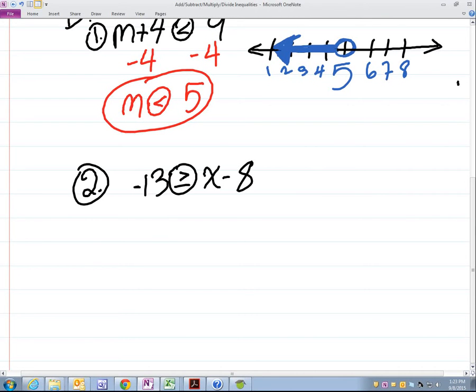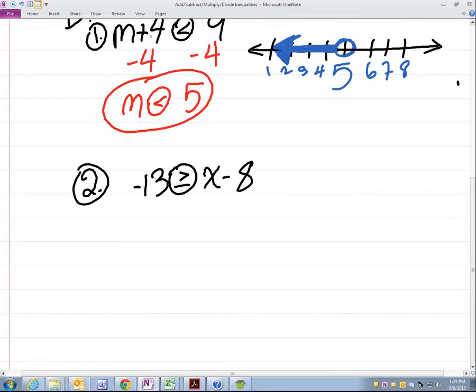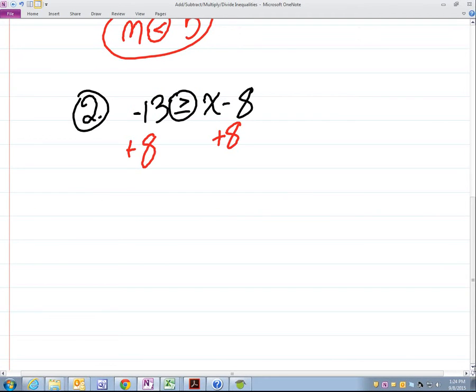Now I have to undo what's being done to it. And it is 8 being taken away from x. Somebody's taking 8 away from x. So to make them feel better, we're going to give them 8, because x wants to be alone. So we're going to give them 8 so x can be alone. And I need to add it also on this side as well. Because of the addition property of inequality, if you do one thing to one side, you can do the exact same thing to the other side.